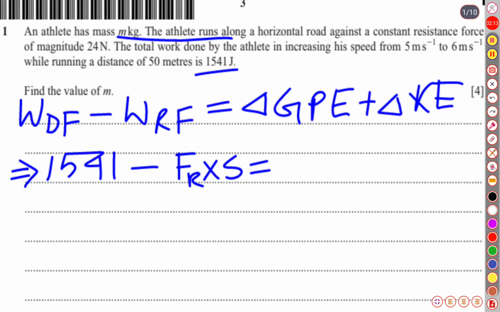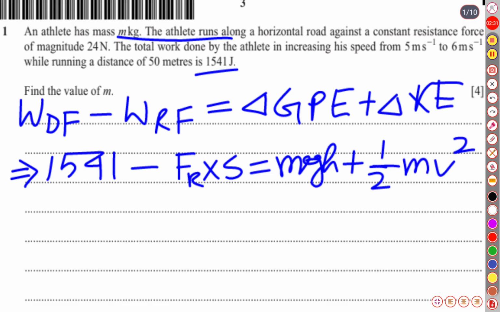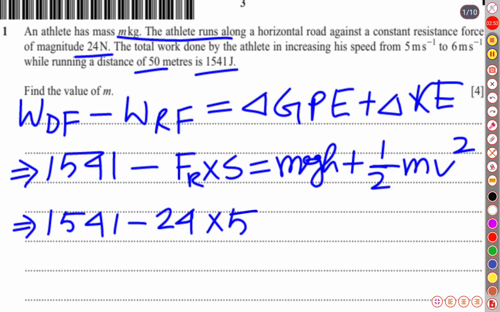Then change in GPE is actually mgh plus change in kinetic energy, which is half of mass into v square. V square means difference between the final and initial velocities. Well, so 1541 minus resistance to motion, 24 Newton is the resistance force. So 24, and displacement traveled by the athlete was 50 meters. So let us multiply by 50.